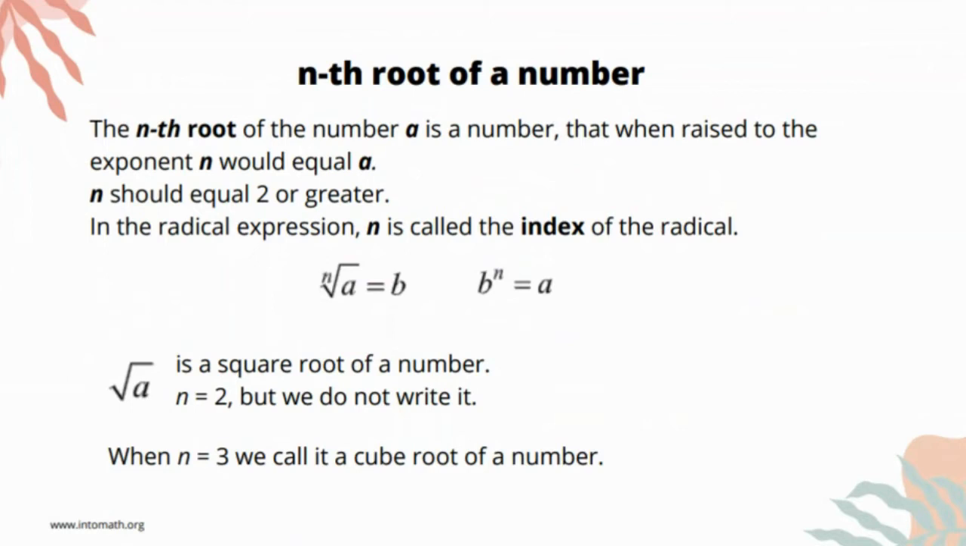The nth root of a number, any number a, is a number that when raised to the exponent n would equal that number a. n should equal 2 or greater. The radical expression is the one that contains the root. n is called the index of the radical. So if the nth root of a equals b, then b to the exponent n is equal to a. When there is a root without an index, it's a square root. It means the number was squared before and now it's square rooted. When n equals 3, we call it a cube root of a number.